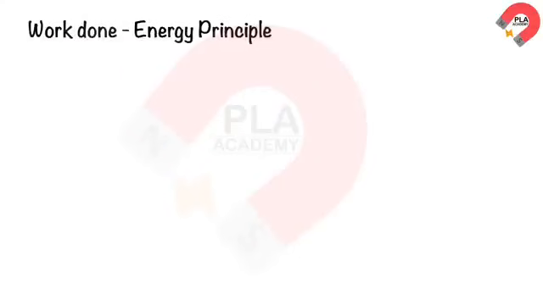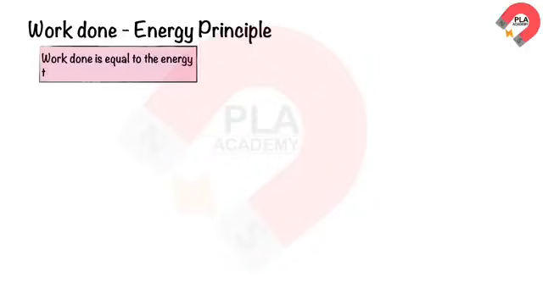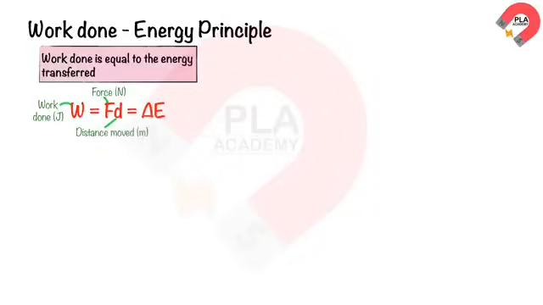Work done and the energy principle state that the work done is equal to the energy transferred. We can express this relationship with the equation W equals F d equals delta E, where W represents the work done in joules, F represents the force in newtons, d represents the distance moved in meters, and delta E represents the energy transferred.